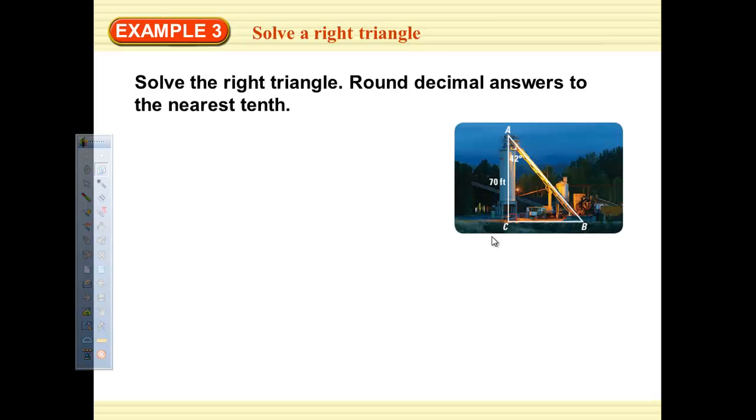Okay, now we're going to look at solving a right triangle, which means finding all three sides and all three angles. And in order to do this, actually for this one we won't need to, but in the future we're going to be using what's known as the inverse sine, inverse cosine, and inverse tangent. And I'll show you how to do that in just a little bit.